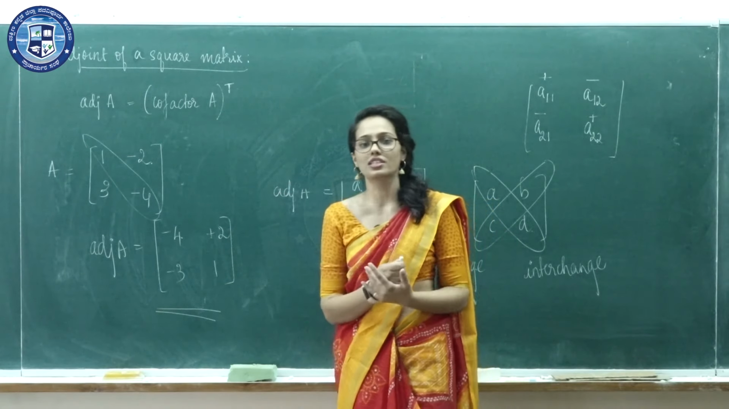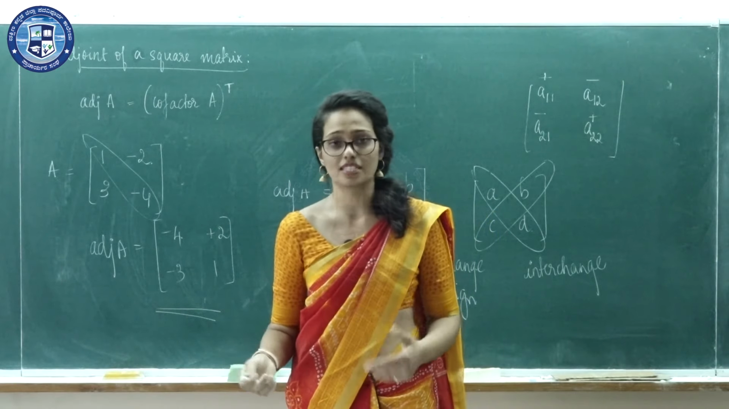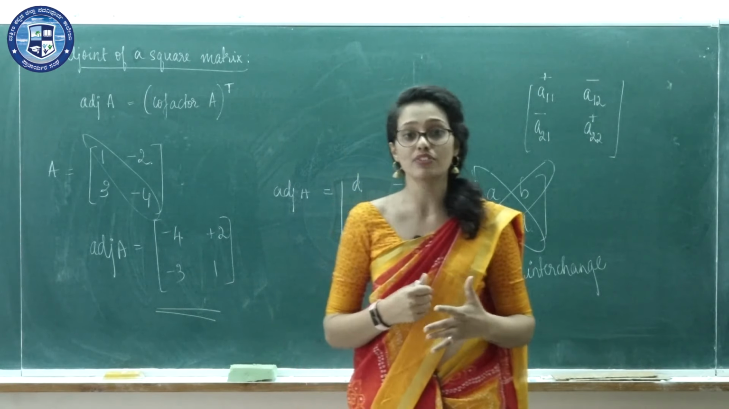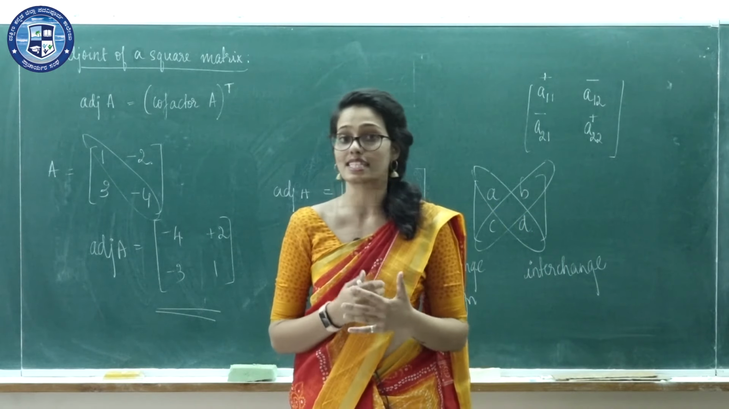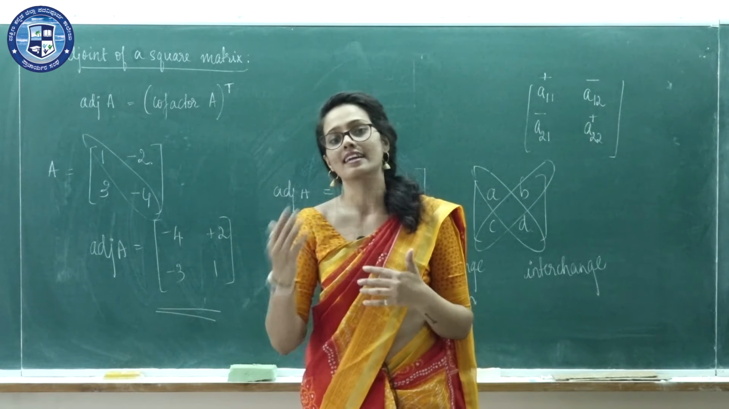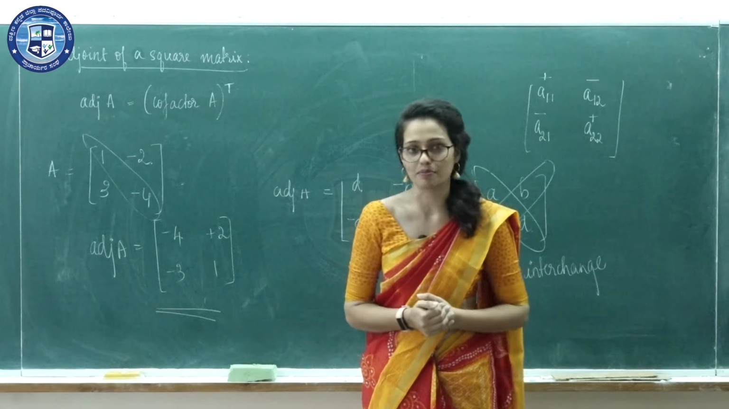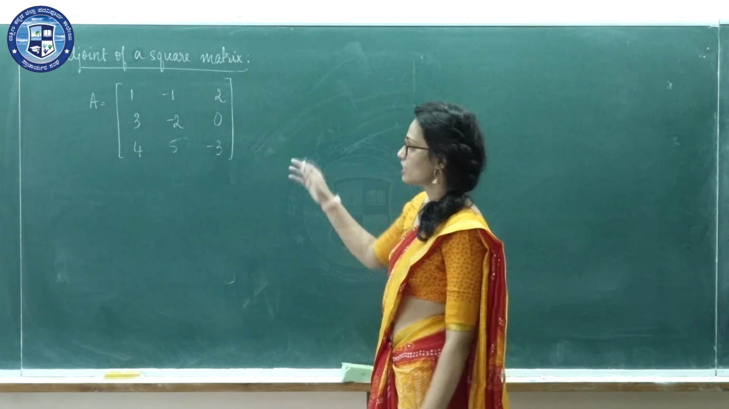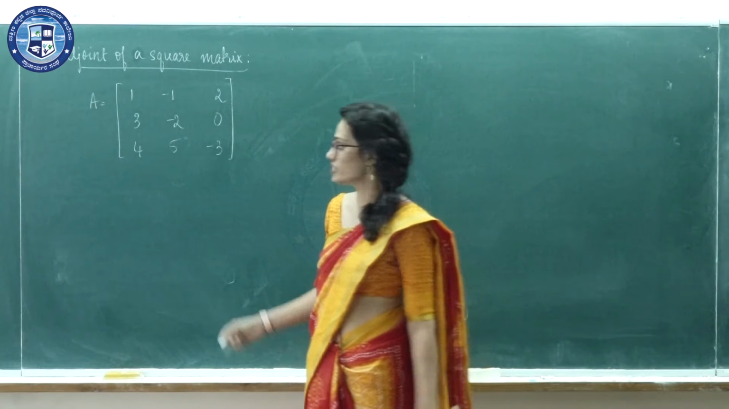So this is the shortcut to find the adjoint of A without finding the cofactor matrix, and this is applicable only for a 2 cross 2 matrix. For a 3 cross 3 matrix, there is no shortcut. You have to find the cofactor matrix and then take the transpose of it. So let's see that using one example. So we have a 3 cross 3 matrix. Let's find the adjoint of this matrix.